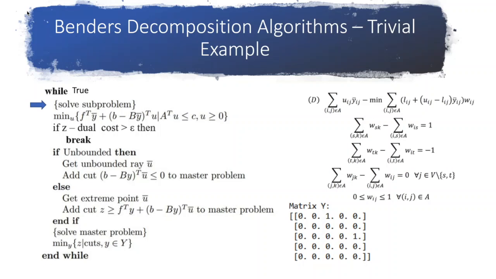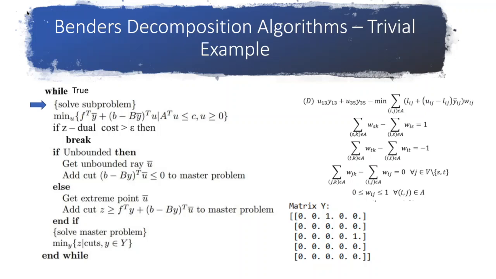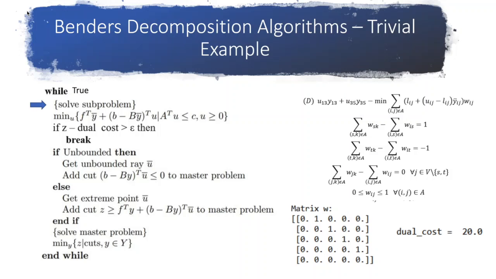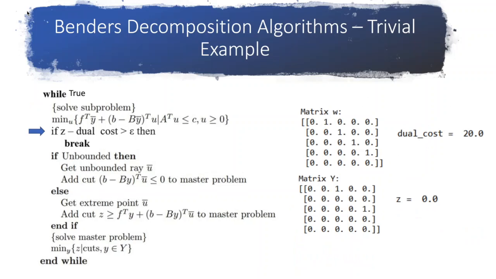Now we go back to the beginning of the loop and solve the subproblem again. Since matrix Y is fixed, we can simplify the objective function just like last time, like this. The solution can be easily found as shown below. The dual cost has been updated from -7 to 20. Now we ask ourselves if z is larger than the dual cost. No, it's not, so we need to continue with the iteration.